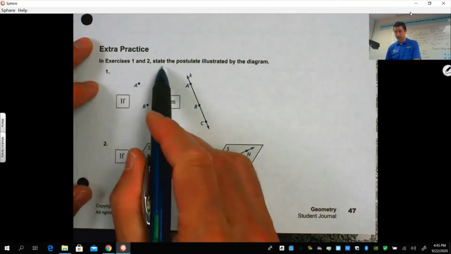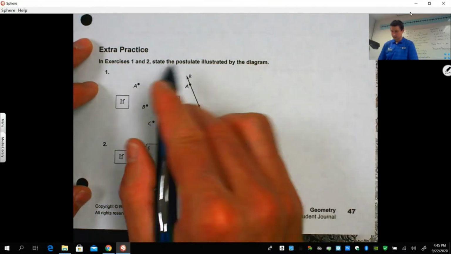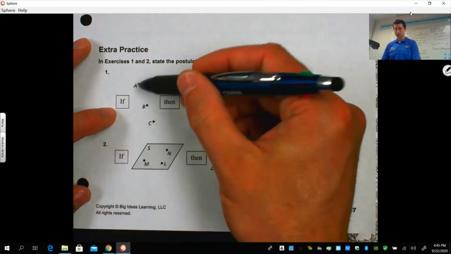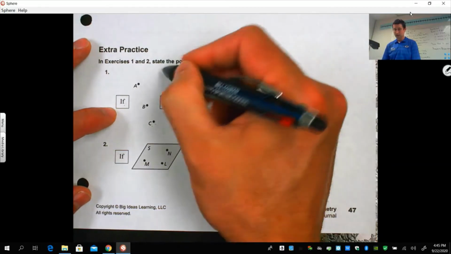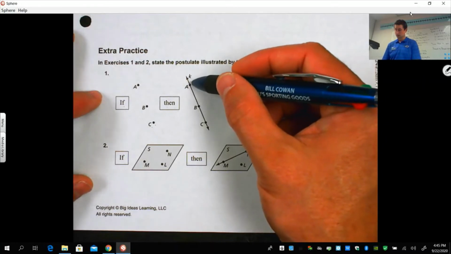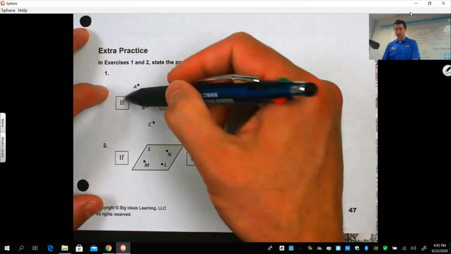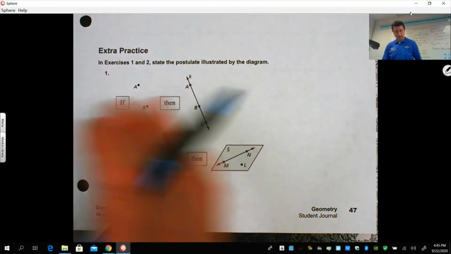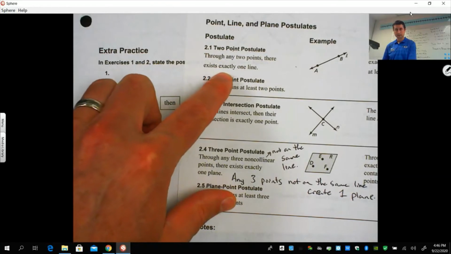So practice. State the postulate. That means the postulates we're just looking at here on pages 46 and 47. State the postulate illustrated by the diagram. So tell yourself, what do we see here? If I see points, then what changed? As we go through these lessons, you'll be asking what's different. Well, the points are still there. What's different is we have a line going through them. So if we have points, then there's a line. So we think about, okay, how does that fit into what we have? If we have points, then there exists exactly one line.